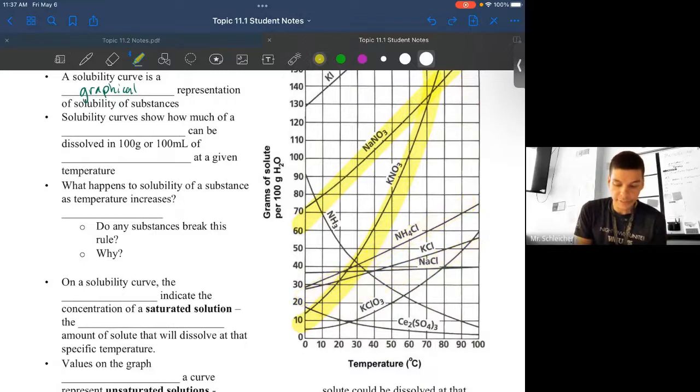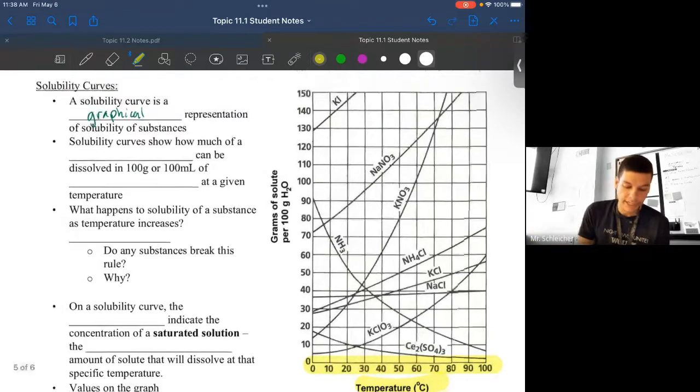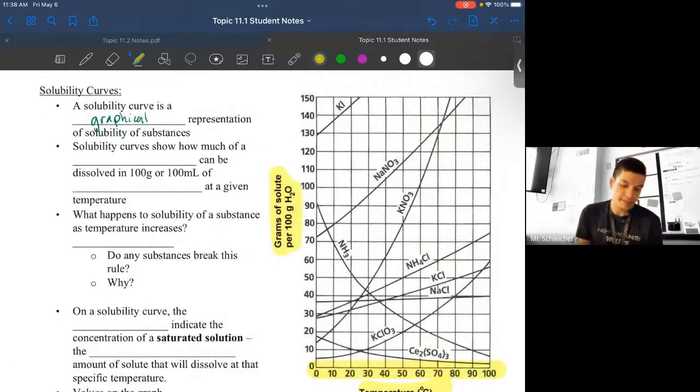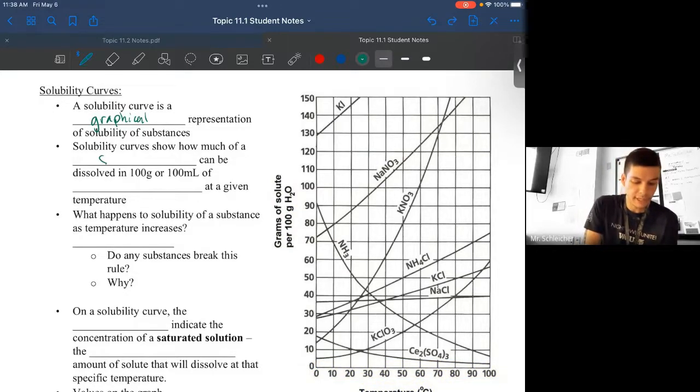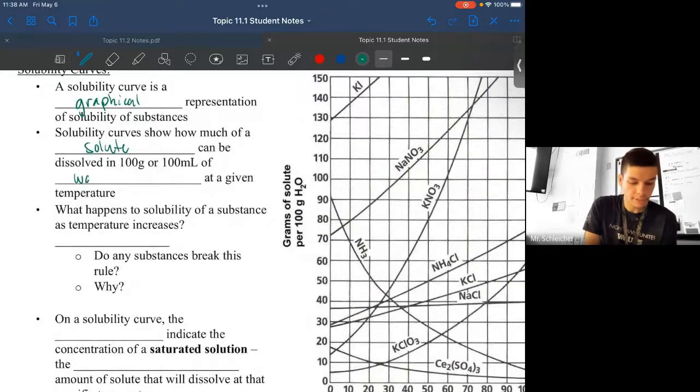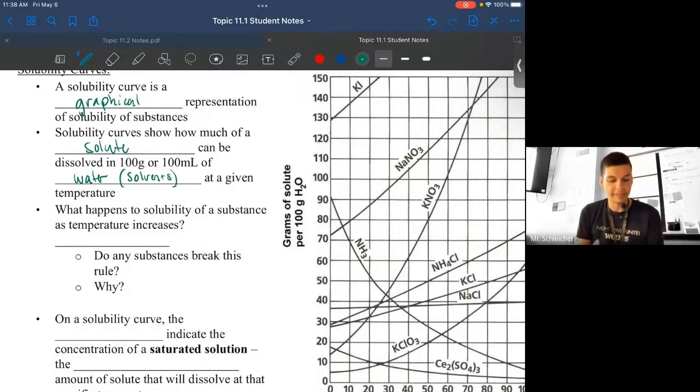You might notice that we have an x-axis that says temperature, and the temperature is in degrees Celsius. Notice it increases as we go from left to right. And then we have a y-axis that says grams of solute per 100 grams of water. So depending on the temperature, more and more solute is there for the same amount of water. These solubility curves show how much of a solute can be dissolved in 100 grams or 100 milliliters of water, or maybe other solvents, at a given temperature.